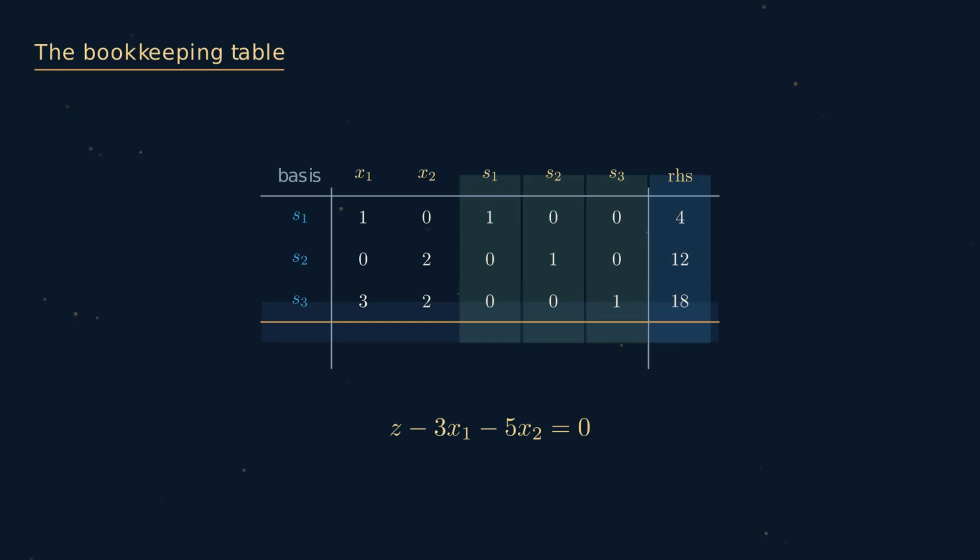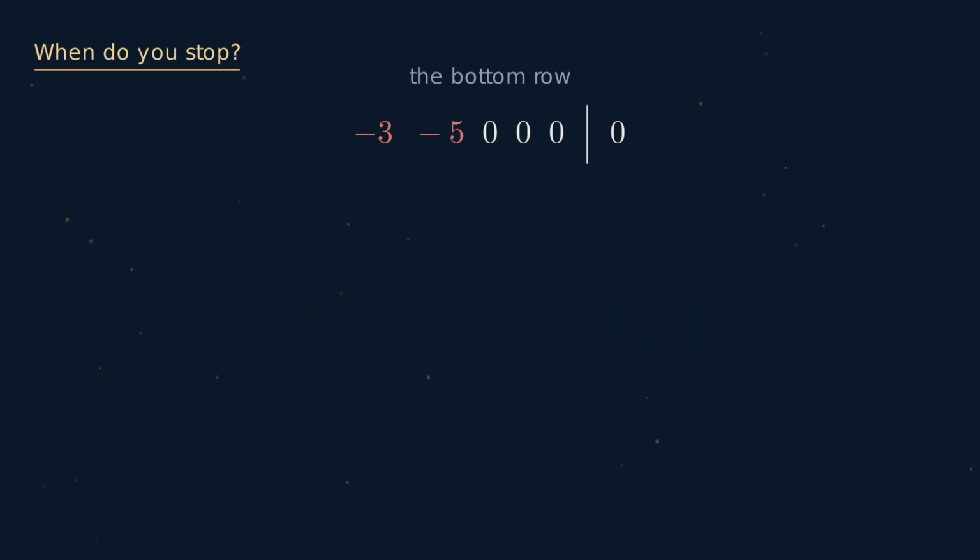Take the objective, drag every term to the left, and you get z minus 3x1 minus 5x2 equals 0. So the bottom row stores the profit coefficients with their signs flipped, and its last entry is the profit itself. Right now, 0. This row is the compass of the whole method. Each entry answers one question: if I push this variable up by a single unit, what happens to the profit? Minus 5 under x2 means 1 more unit of x2 is worth 5 more rupees of profit.